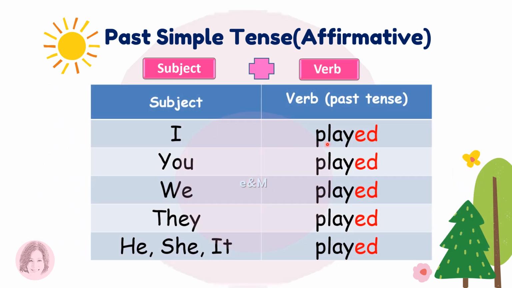Okay, I played, you played, we played, they played, he, she, it played. Okay, again, that's no matter what the subject is, all we have to do is just add ed to the end of the regular verb.